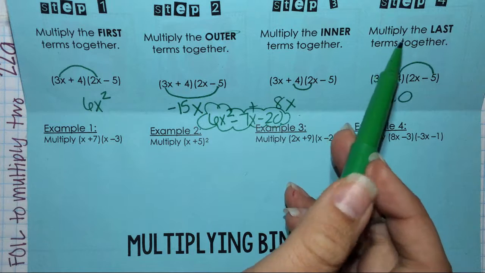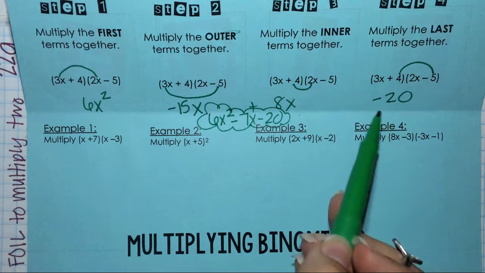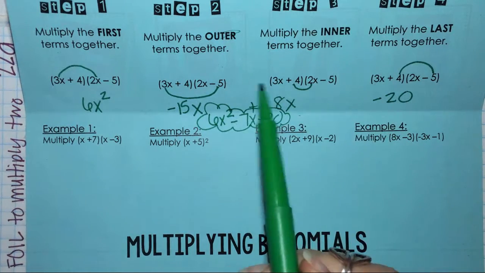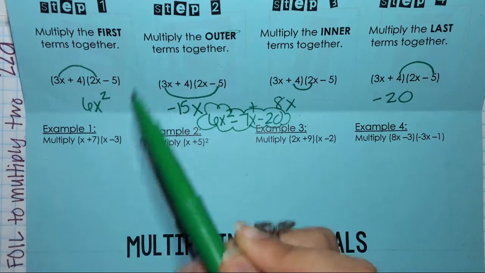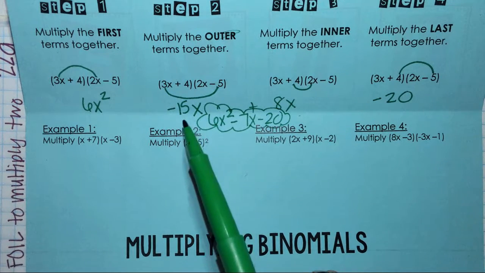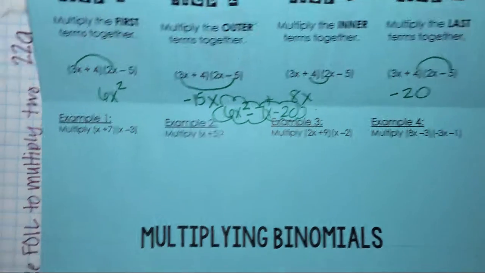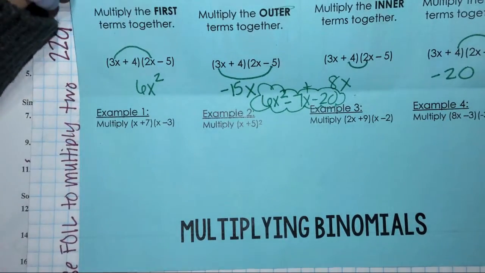And then the last step was we multiplied the last terms together. 4 and negative 5. And that gave us negative 20. Then from there, we combined like terms, which are always the ones in the middle, coincidentally enough. And you did negative 15 plus 8, and you got minus 7x. Are we ready to practice some more?